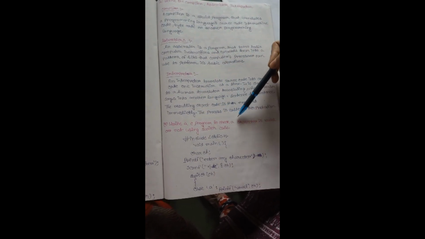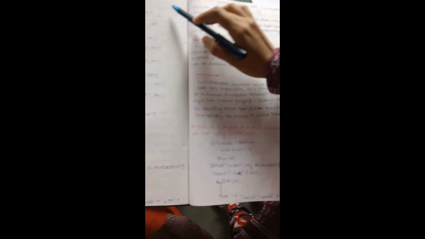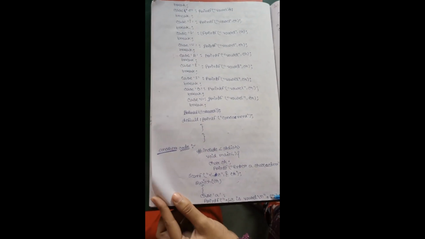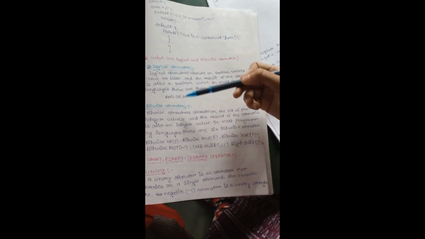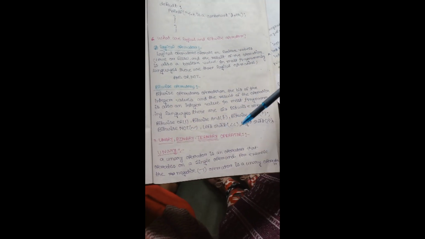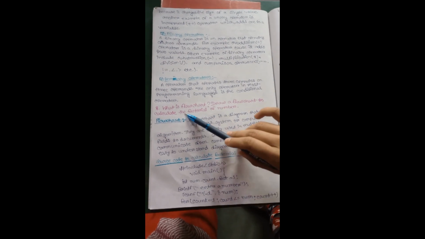Write a C program to check a character is vowel or not using switch case. This is the whole code. This is another code. What are logical and bitwise operators? Unary, binary, ternary operators. This is unary, binary, ternary operator. What is flowchart?